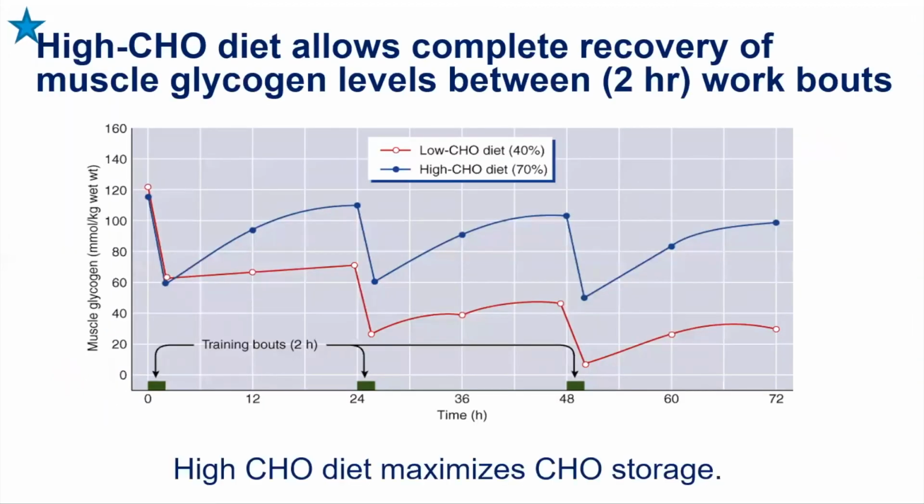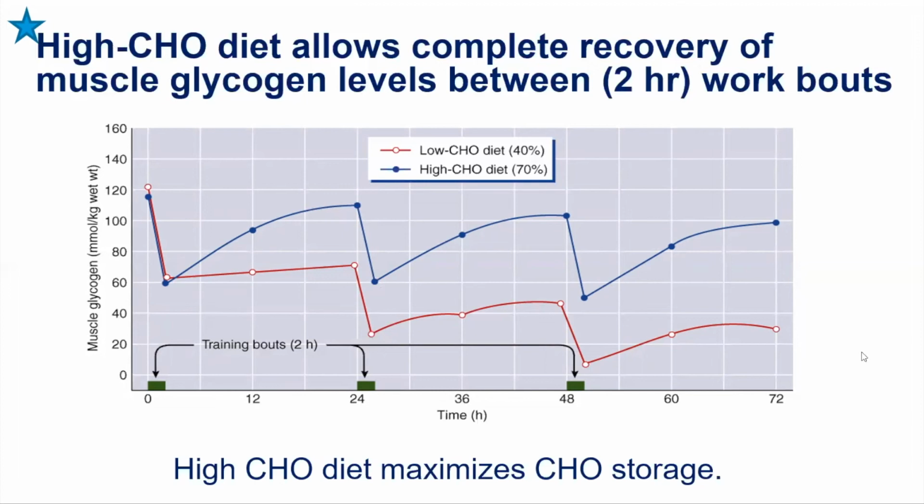A high carbohydrate diet will allow the complete recovery of muscle glycogen levels between 2-hour work bouts. What this graph is showing is that subjects who ingested a high carbohydrate diet between these work bouts were able to maintain their muscle glycogen levels, versus individuals who did not consume high carbohydrate diets. Over progressive exercises, their muscle glycogen levels started to decrease over time.